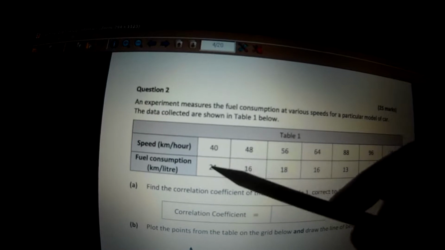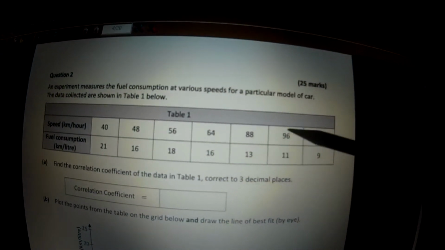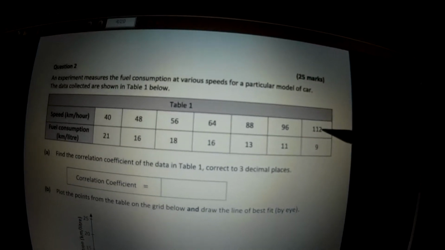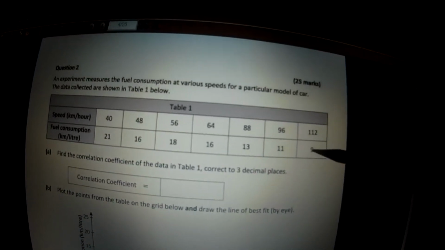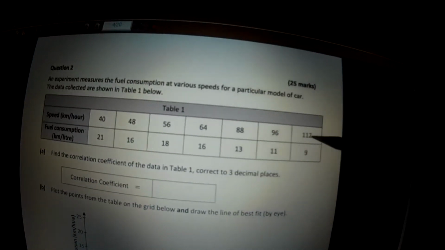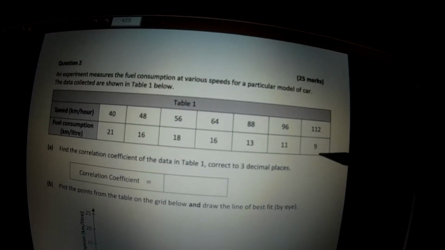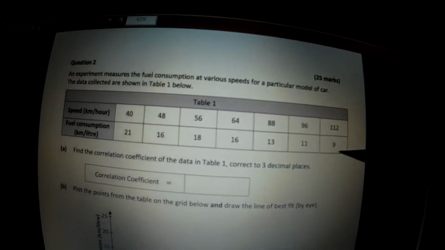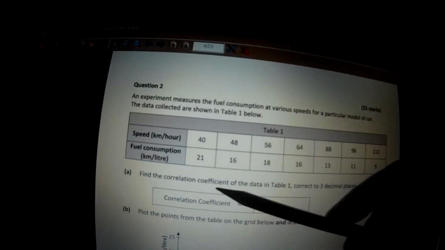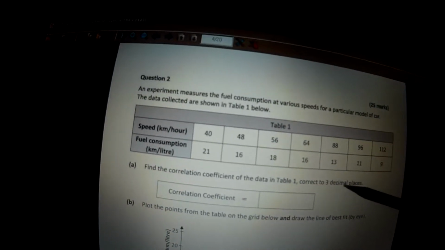So again, it's 40, 21, 48, 16, 56, 18, 64, 16, 88, 13, 96, 11, 112 kilometers per hour. You will use fuel up here. So it seems that the faster you go, the less fuel you're using, based on this. Okay, so they find the correlation coefficient of the data in table 1, correct to 3 decimal places.